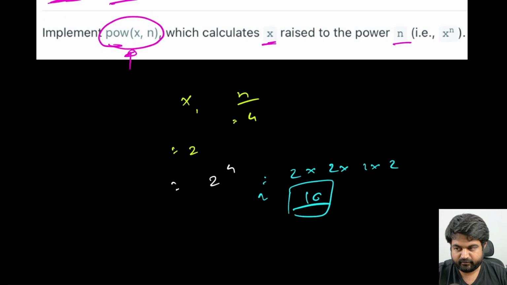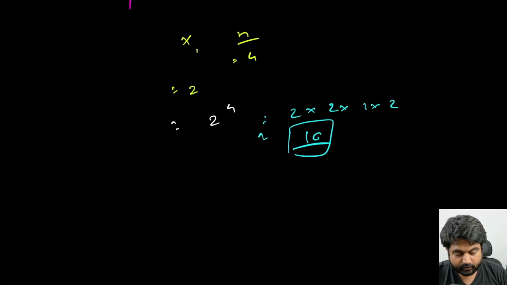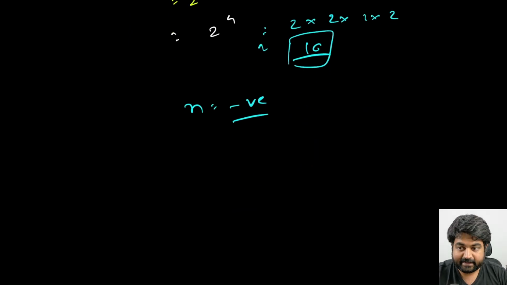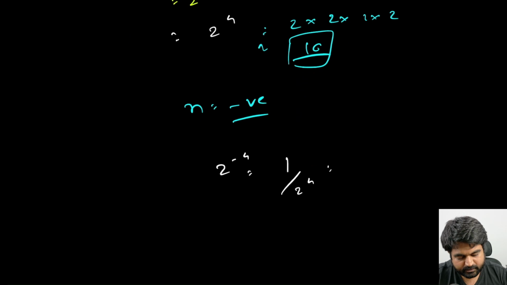For different kinds of input, it could be possible that the given value of n is negative as well. Let's say that we are given the value 2 to the power minus 4. In this case, we can still perform the same operation, but we are just doing 1 divided by 2 to the power 4. So this is going to be 1 divided by 16, and I don't know the exact decimal value, but something like 0.06. This is what we need to return.